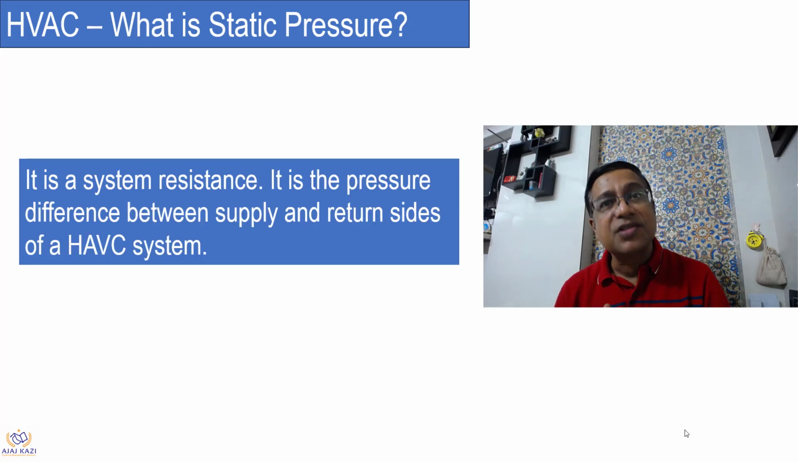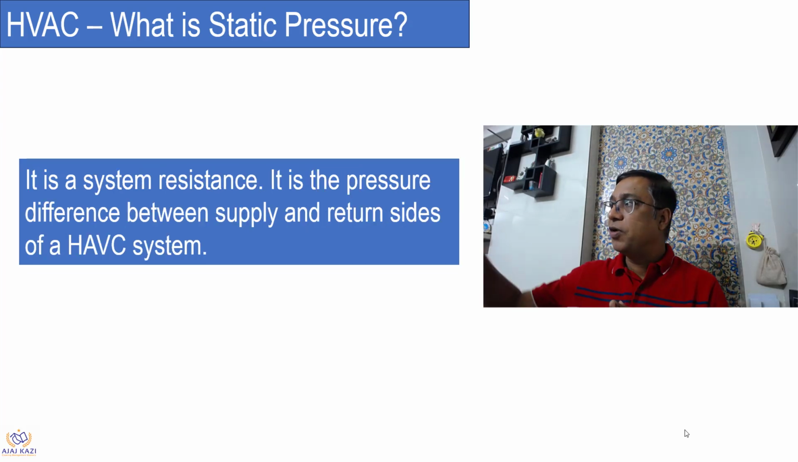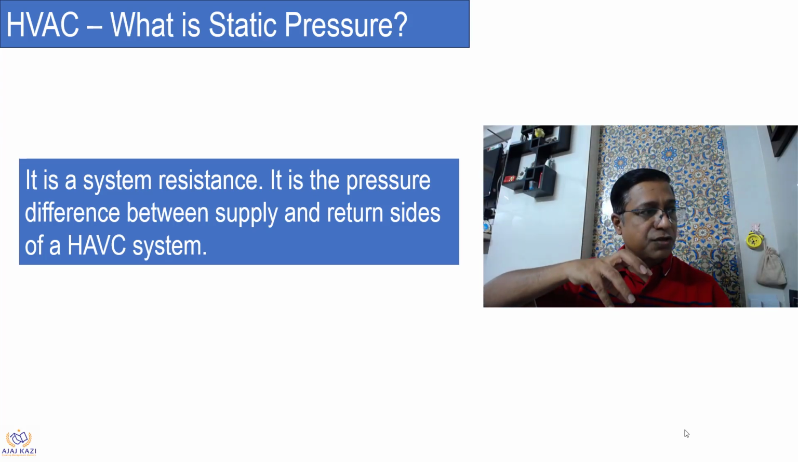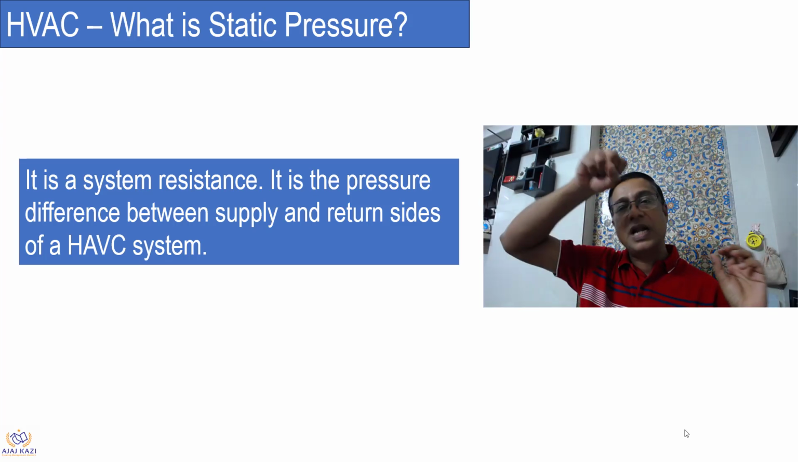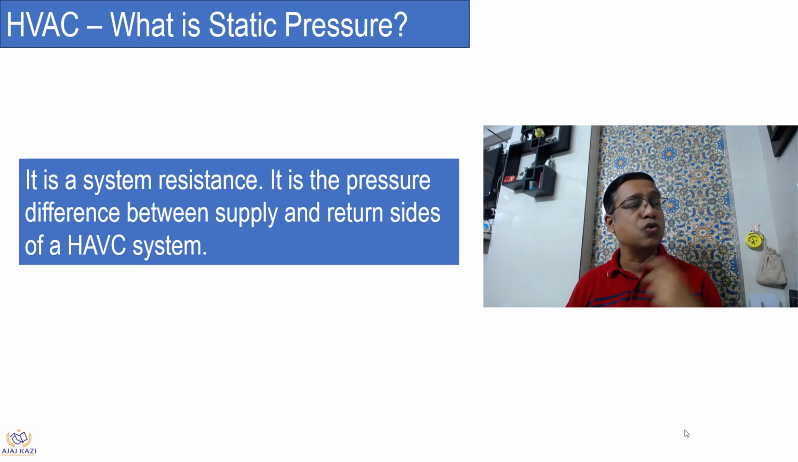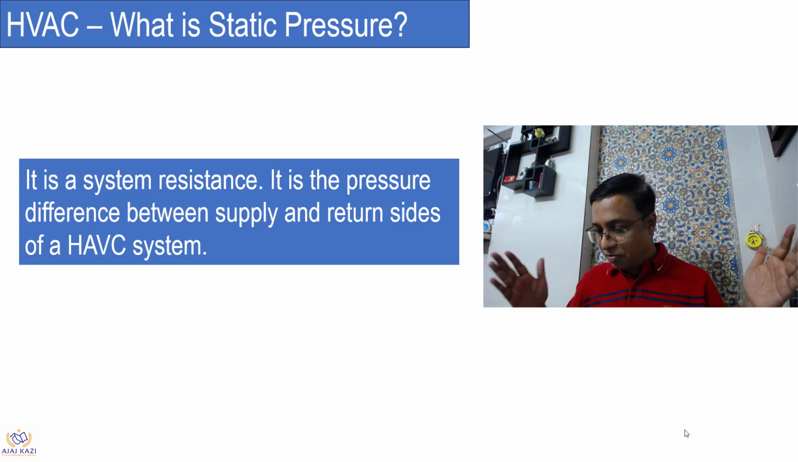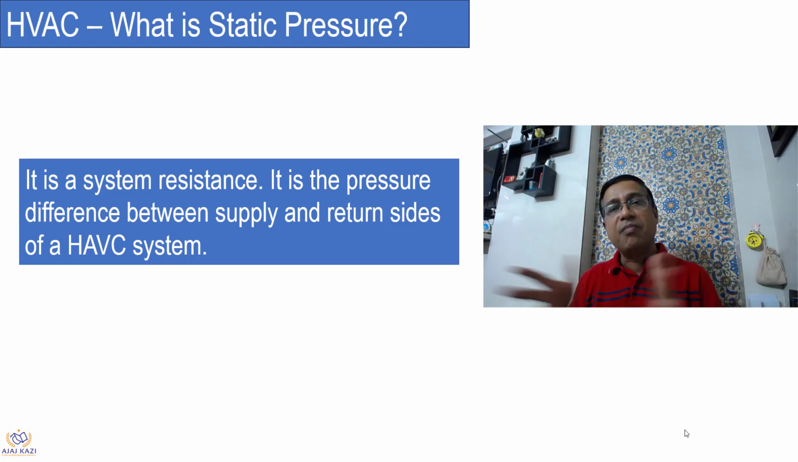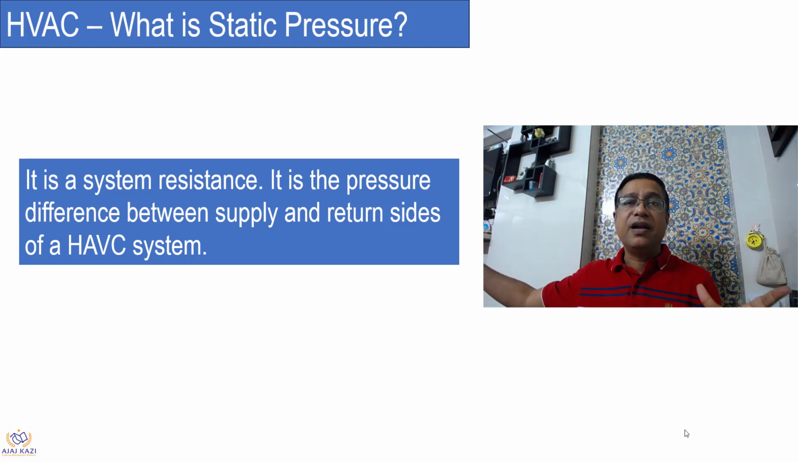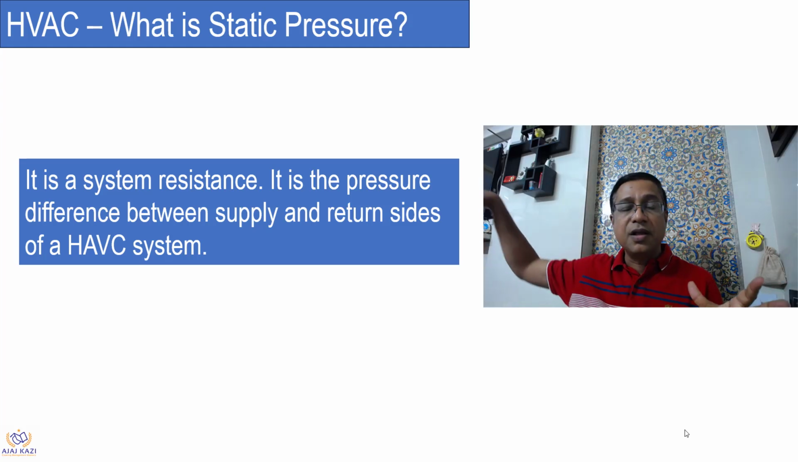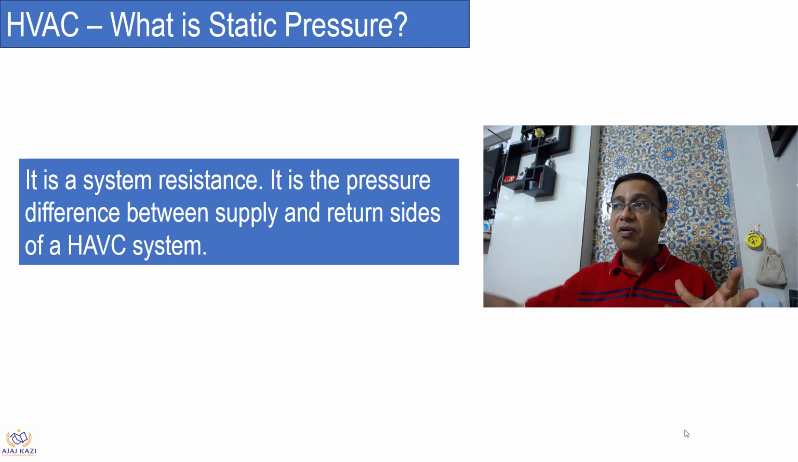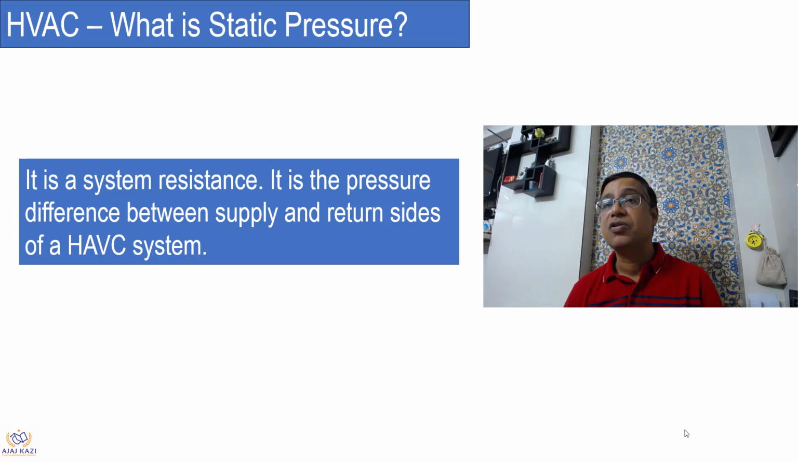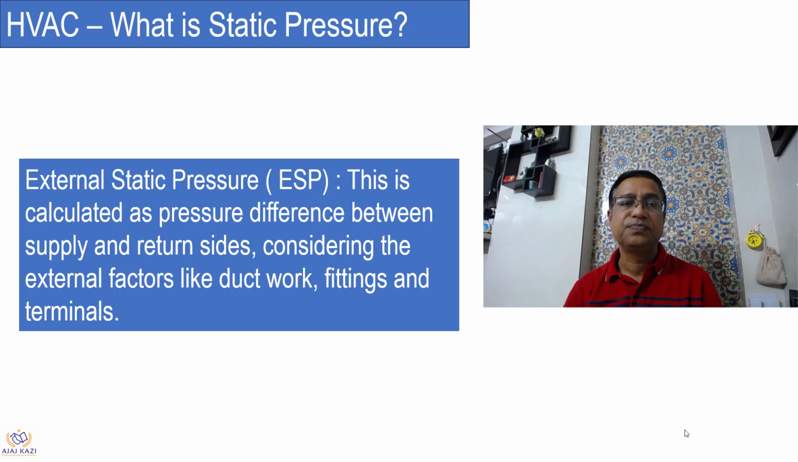What is static? It is a system resistance, right? When I want to pull air by this fan over here, there could be some resistance to pulling it out. If I want to send air from here to here, minimum resistance. If I add duct and get exhaust points from different areas, different pressure, because you've got a lot of elements in between. Every element has its own resistance. So it's the pressure difference between supply and return sides of an HVAC system.